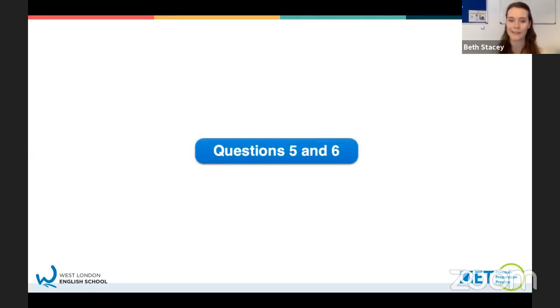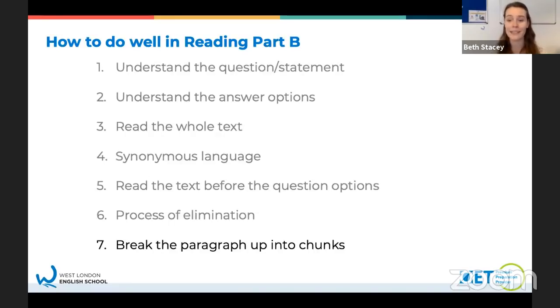Let's go through questions 5 and 6. Now, this time, I want you to think about everything that we've spoken about before. So make sure you understand the whole question and everything in the answer options, all of the parts of the answer options. Read through the whole text. Be aware of synonyms. Maybe read the text before you go to the options if you find that that works for you. Try and think not only about what the right answer is, but also why are the other two options wrong?